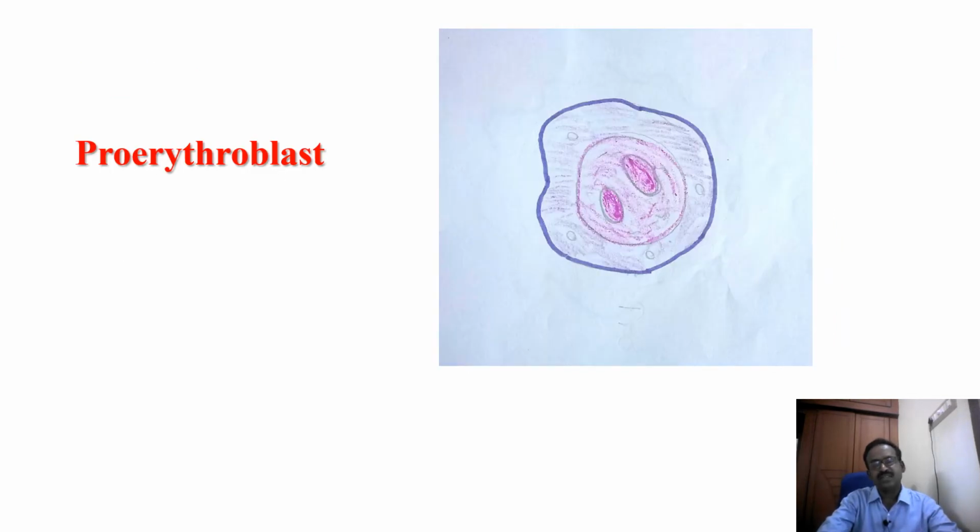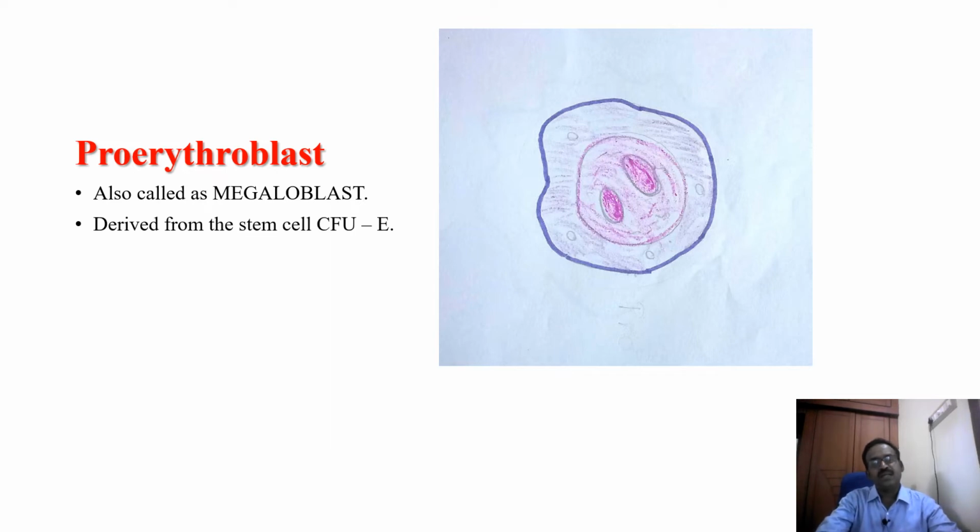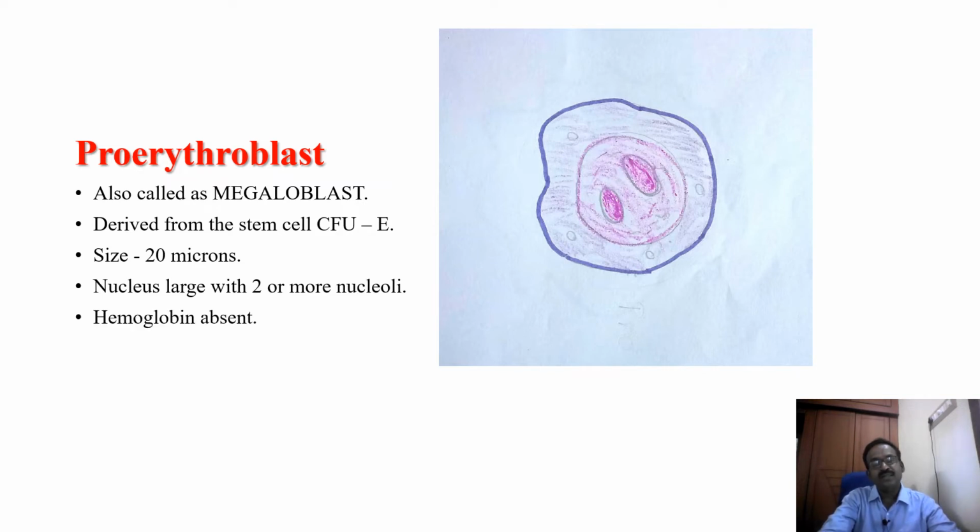Proerythroblast is otherwise called the pronormoblast. It is also called the megaloblast, derived from the colony forming unit of the erythroid series. The size of the proerythroblast is 20 micron. The nucleus is large with 2 or more nucleoli. Hemoglobin is absent. The nature of the cytoplasm is basophilic.